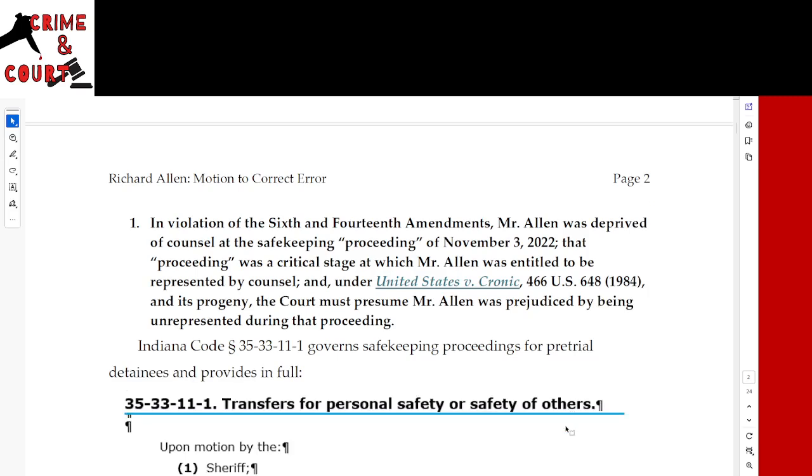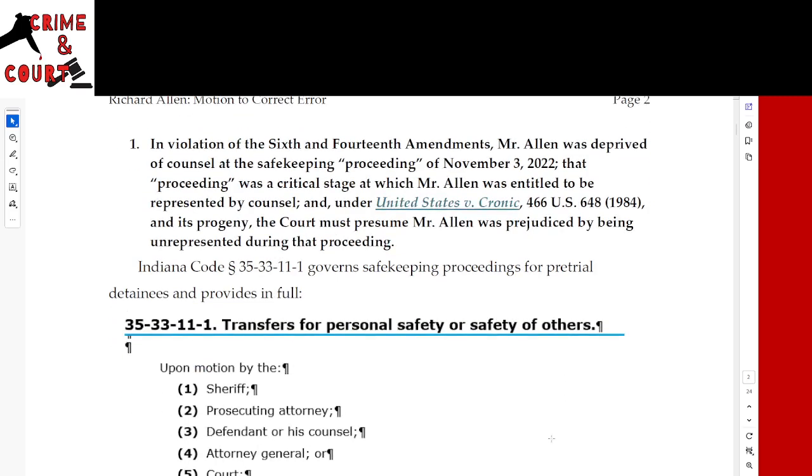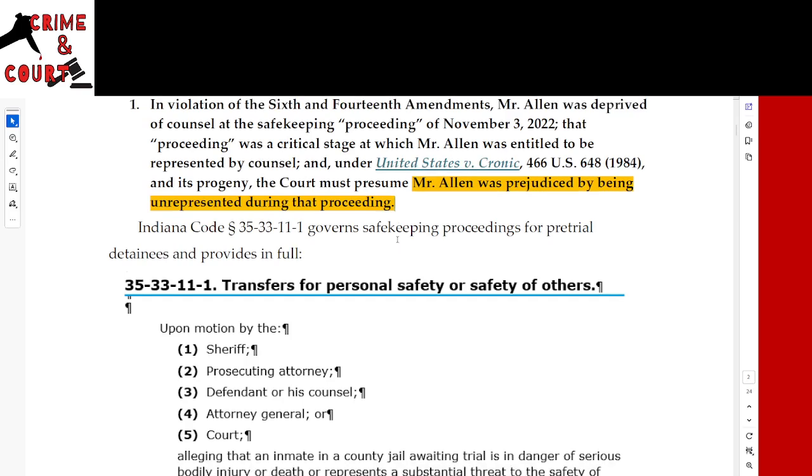So let's get started. In violation of the Sixth and 14th Amendments, Mr. Allen was deprived of counsel at the safekeeping proceeding of November 3rd, 2022. That proceeding was a critical stage at which Mr. Allen was entitled to be represented by counsel, and under United States versus Chronic and its progeny, the court must presume that Mr. Allen was prejudiced by being underrepresented during the proceeding. So by not having his attorney there, he was prejudiced. There was prejudice towards his side.